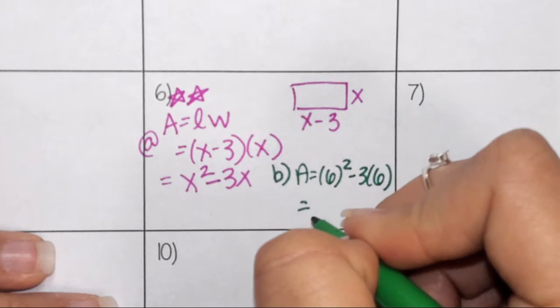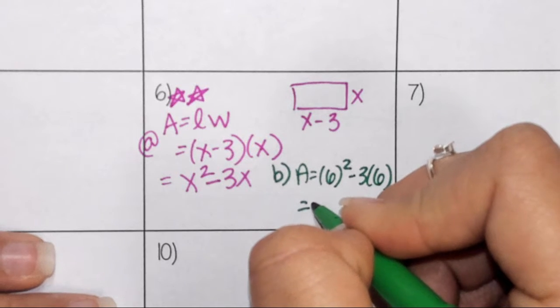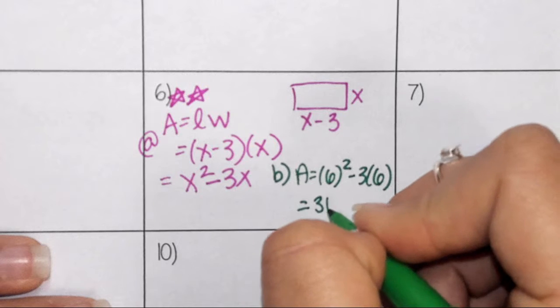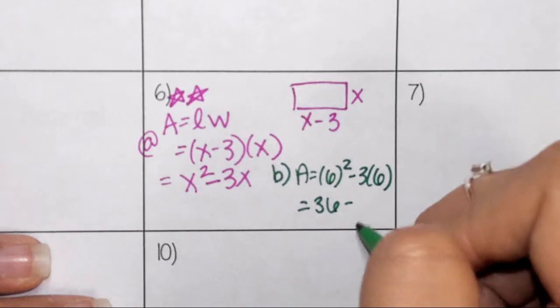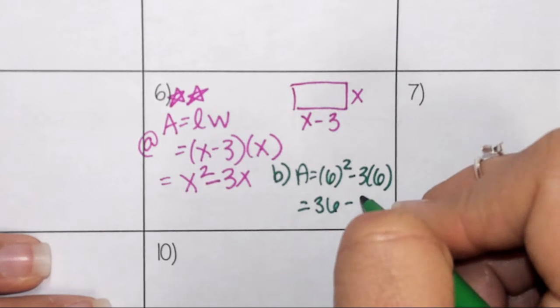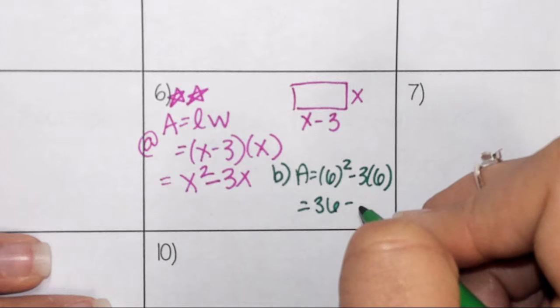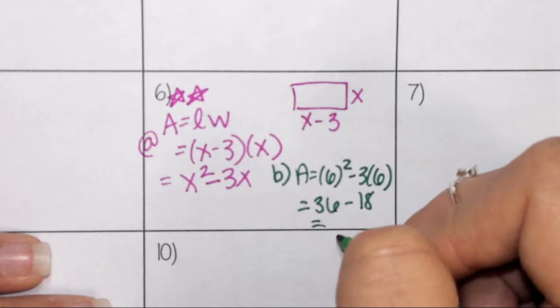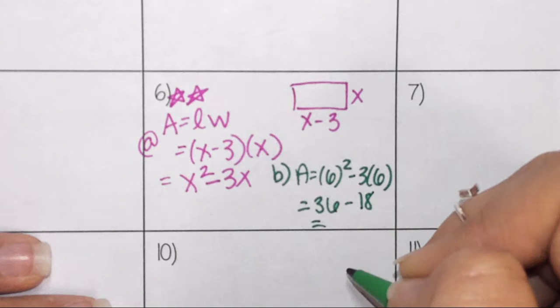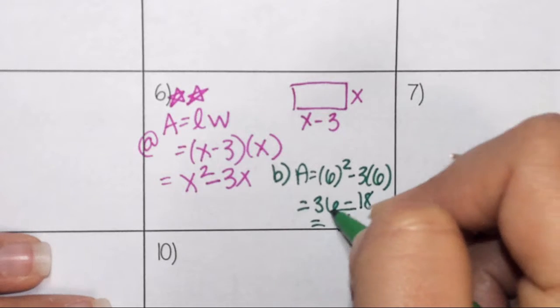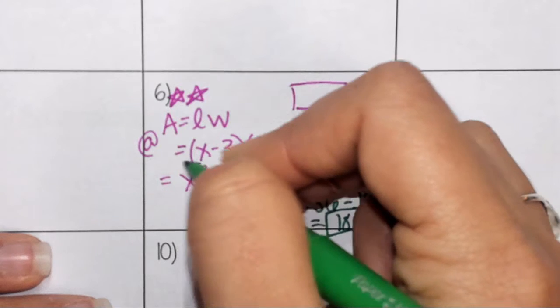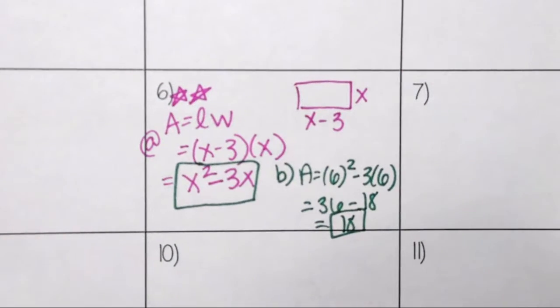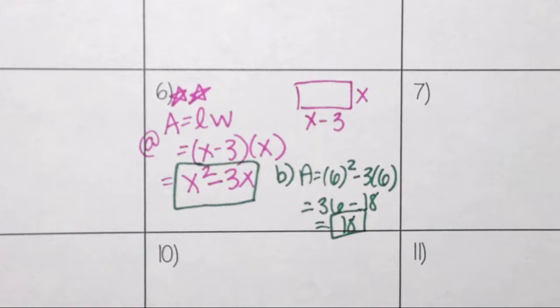What is 6 squared? 36. What is 3 times 6? 18. And what's 36 minus 18? 18.